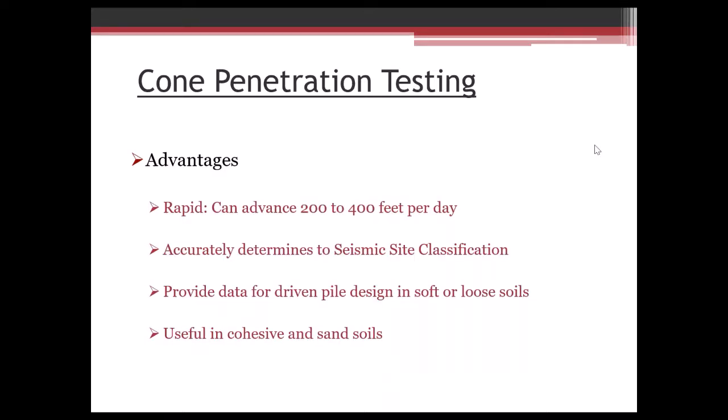Some advantages of the cone penetration testing: it's fast. Depending on how much time it takes to move between locations, we can easily advance 200 to 400 feet per day. So if you reference that to the hollow-stem augers that I said is generally 60 to 80, we're, if not double the production, we're going to be 4 times the production.